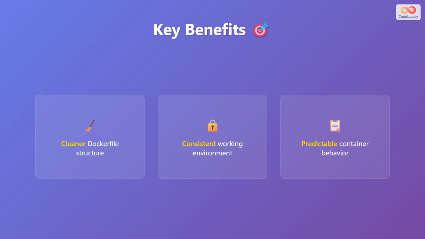Using WORKDIR offers several key benefits. It leads to a cleaner Dockerfile structure by organizing your commands and files. It provides a consistent working environment, ensuring that your commands always execute in the correct location. It also promotes predictable container behavior, making your applications more reliable and easier to debug.